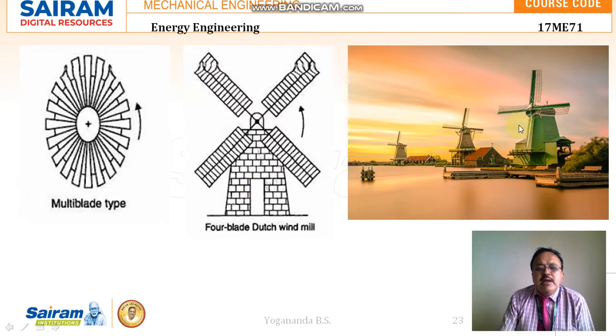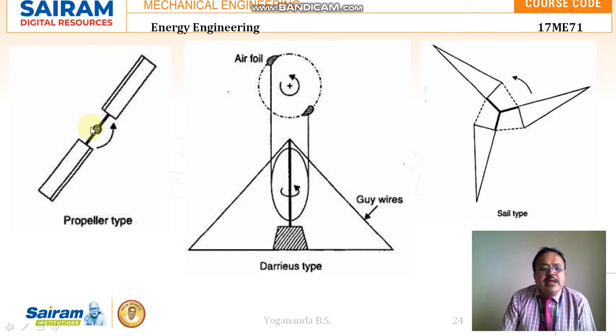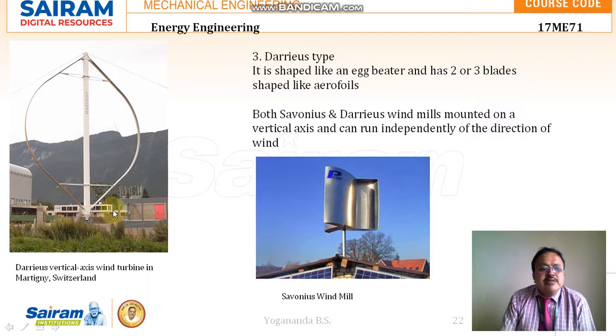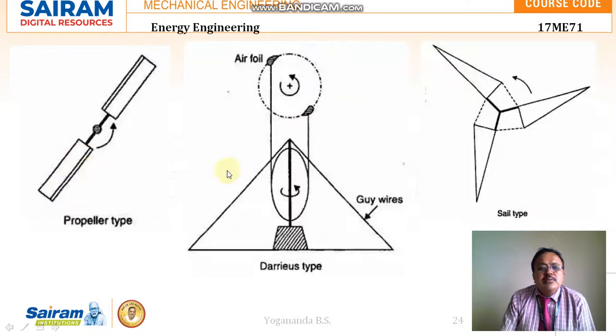This is the real image of the four-blade Dutch windmill. Since it has four blades, this is the four-blade Dutch windmill. Then propeller type, Darius type. We have the airfoil here. Darius type vertical axis windmill. That is having three blades which are in the triangular shape stitched together.